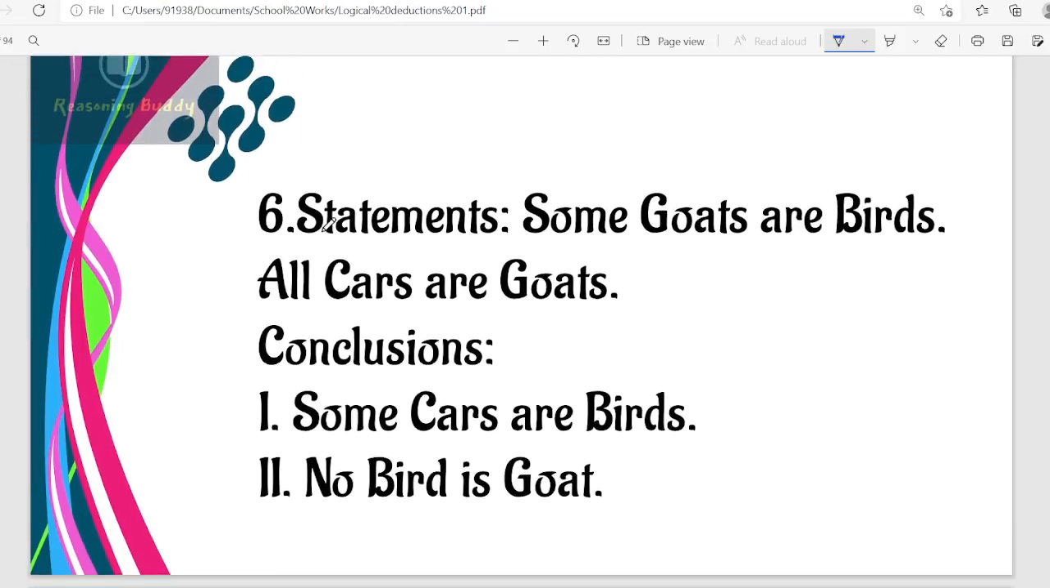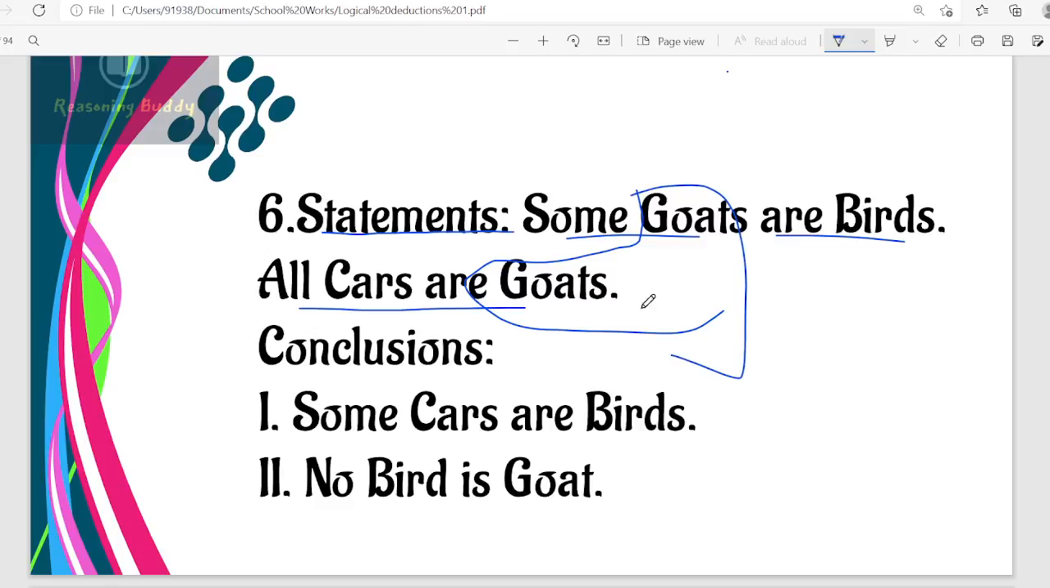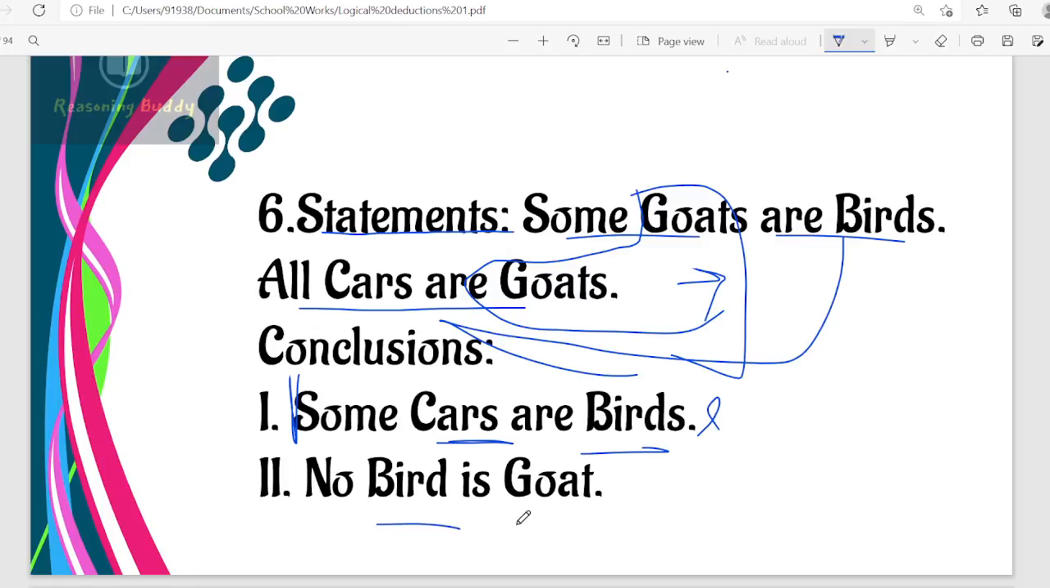Next, here statements: some goats are birds, all cars are goats. So first rule applicable. Here you can see in the second rule only we get that there will be no conclusion for this because goat is not distributed even one time. So there will be no conclusion. So apply the theory I have told you, different statements. So some cars are birds. Cars and birds are in different statements, so it is wrong. Bird and goat.